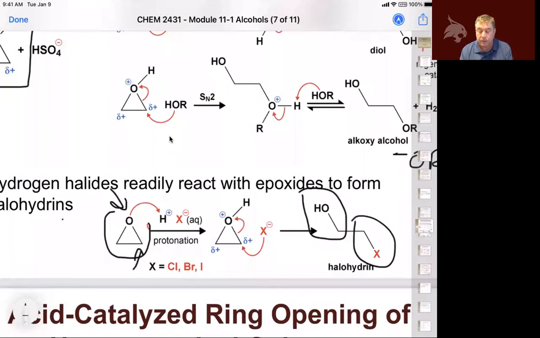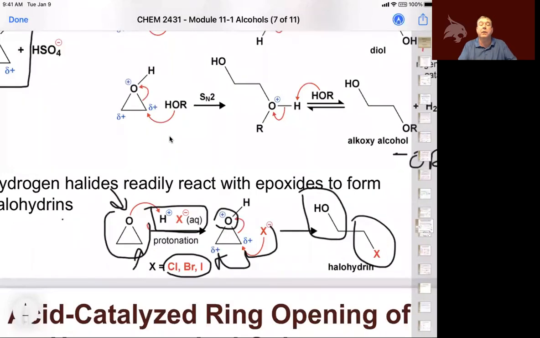Okay. So the great thing about this is that all you need is some aqueous acid. It'll protonate your epoxide first, and then whichever counterbalancing halide is here, it'll come in as a nucleophile and open up the ring, giving us our products.